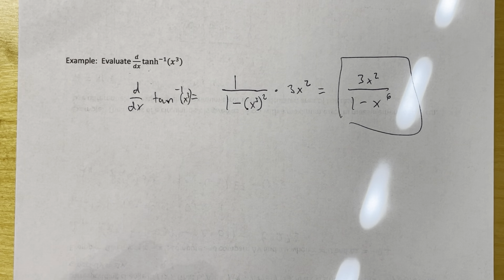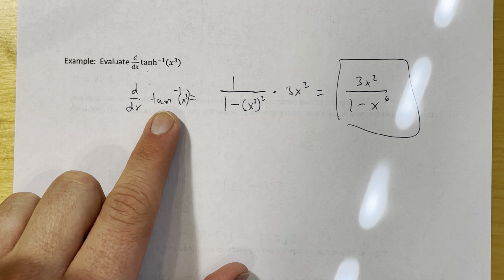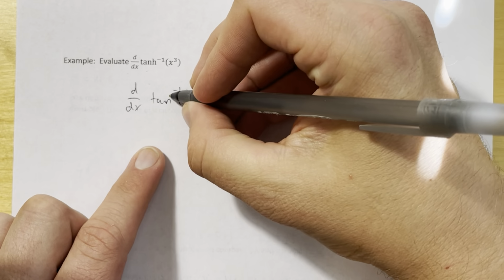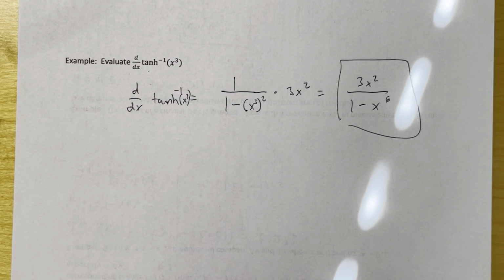That was a super fast, super easy one. It's just using the chain rule, and now that we know, I forgot to put my h there, now that we know the derivative of inverse tanh, we could just go straight to that derivative. Okay, that's going to wrap things up for chapter 3.